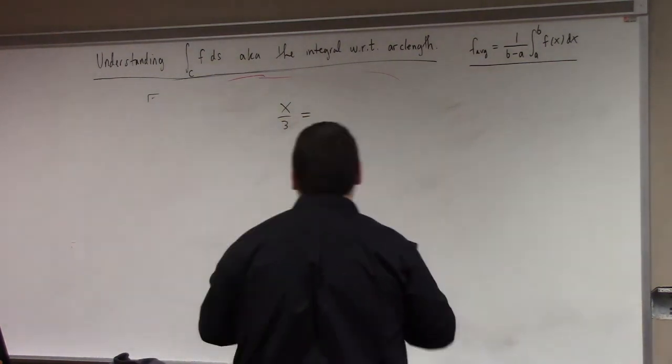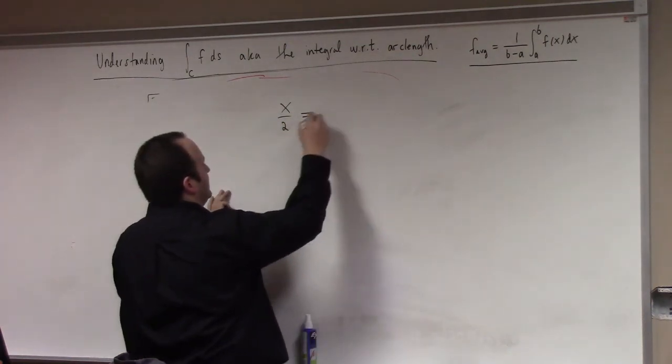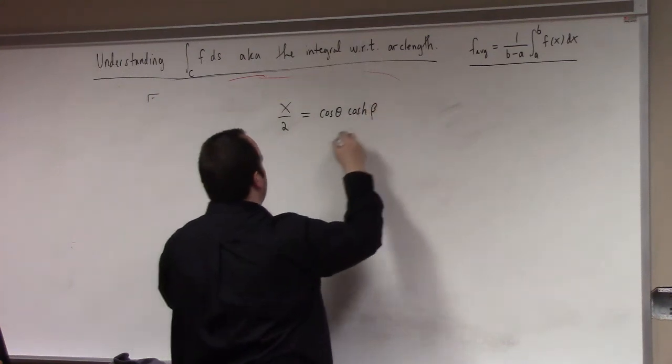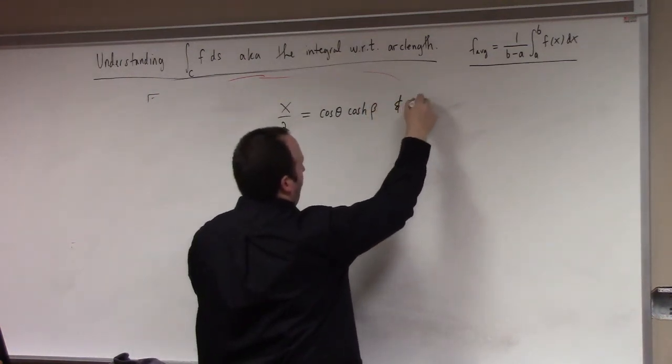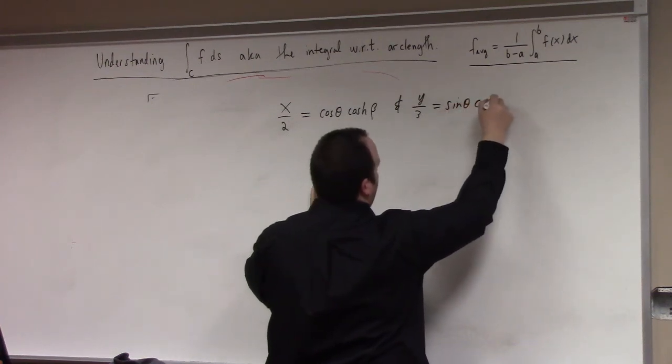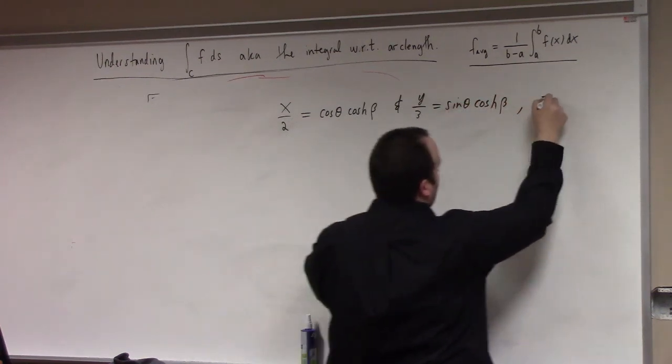So if we look at x over 3, what do we got? Oh, 2. Grief. It's not a good sign. X over 2 is, what was it, cosine theta cosh beta. And y over 3 is sine theta cosh beta. And what was my z?